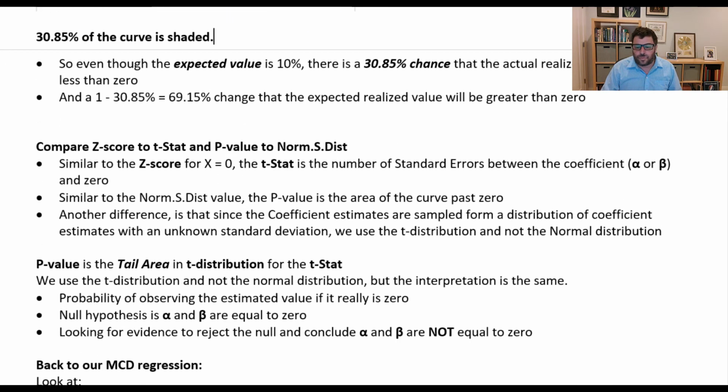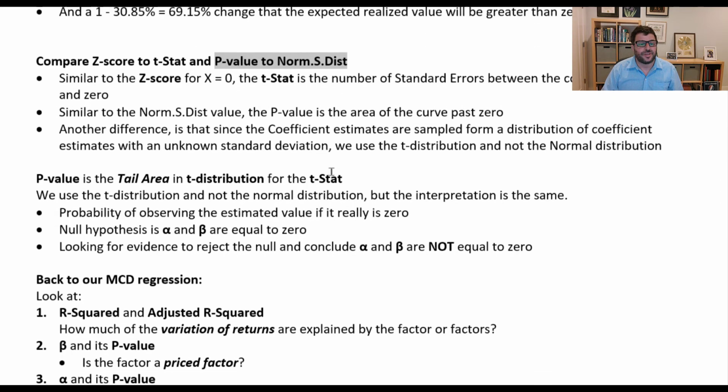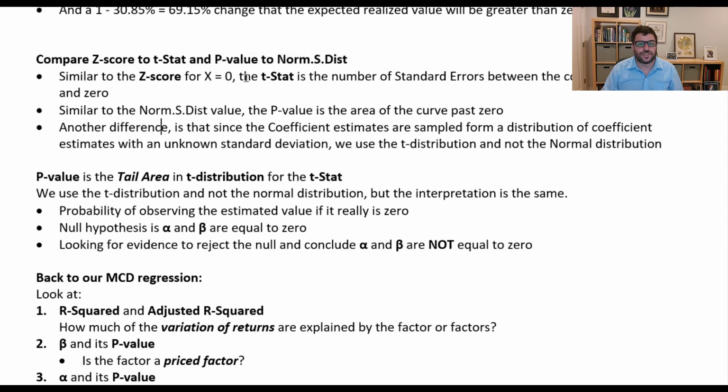So what we want to do is compare the z-score to the t-statistic and the p-value to the NORM.S.DIST value. Similar to the z-score for x equal to 0, the t-stat is the number of standard errors between the coefficient that we estimated, either alpha or beta, and 0. And similar to the NORM.S.DIST value, the p-value is the area of the curve past zero. How much of the curve is past zero, and how likely is it that this number that I estimated is really zero?